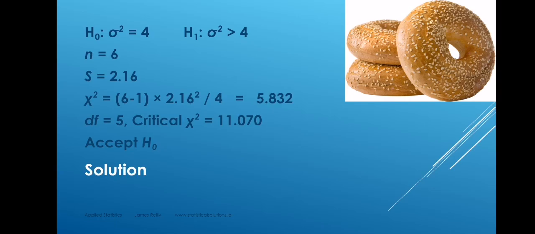So we go to the tables of the chi-square distribution and we enter the tables at row 5 for 5 degrees of freedom, and we look under the 5% column, and the entry in the tables is 11.070. So we compare the 5.832 with the 11.070 and we see that the calculated value, 5.832, is not more extreme than the 11.070. It does not fall into the rejection region. And so we accept the null hypothesis that sigma squared equals 4. These data do not prove that the variance is greater than 4, or in other words, that the standard deviation is greater than 2.